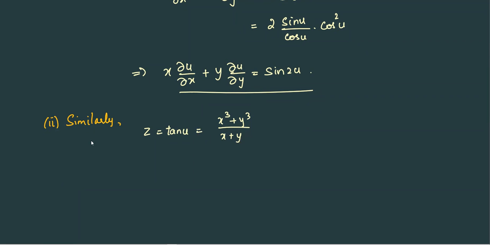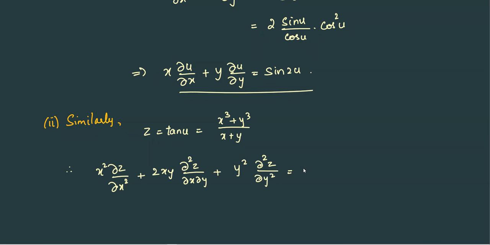So therefore, by Euler's second theorem, we get x² ∂²z/∂x² plus 2xy ∂²z/∂x∂y plus y² ∂²z/∂y² is equal to n(n−1) times z. So from here we can actually show this.